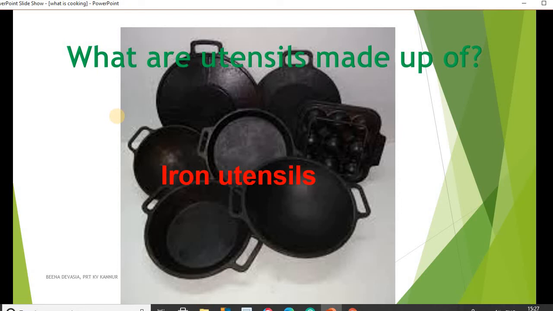Some of the utensils are made up of iron. Iron is a metal. There are many metals and iron is one of the metals. So iron utensils mostly look black as you see in the picture. What is the speciality of metals? Metals get heated up very fast. If you keep it on the fire, they become very hot quickly. And so you are able to cook your food quickly when you use metal utensils, and iron is one of them. It is healthy to cook food in iron utensils.